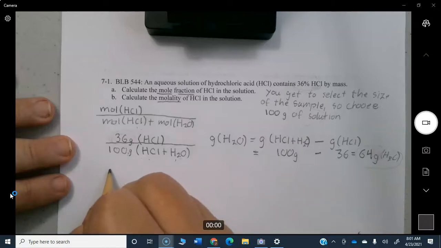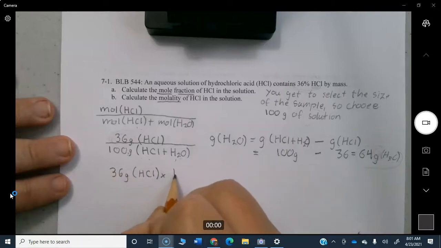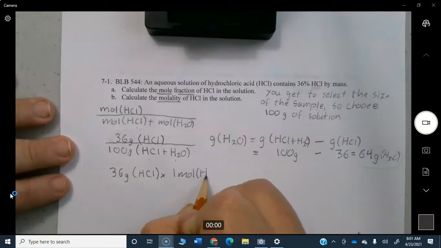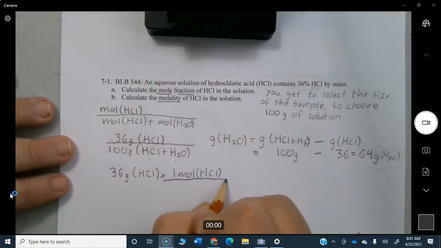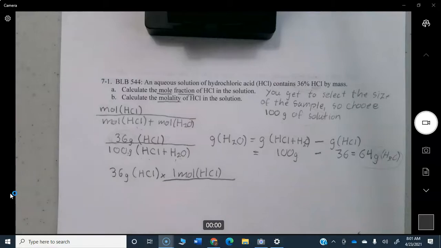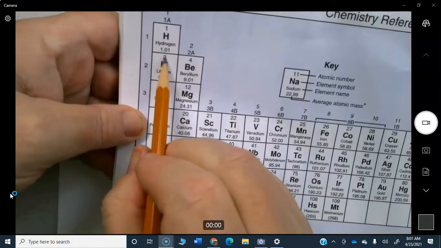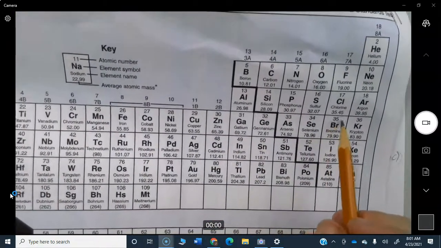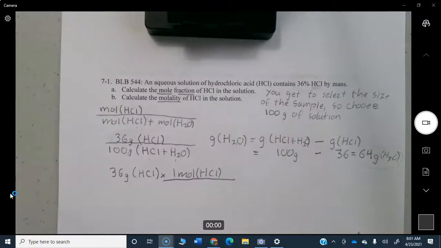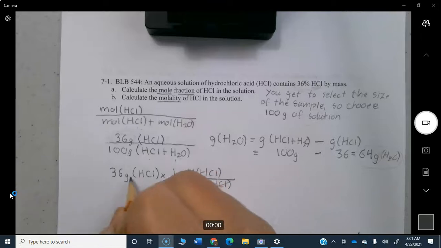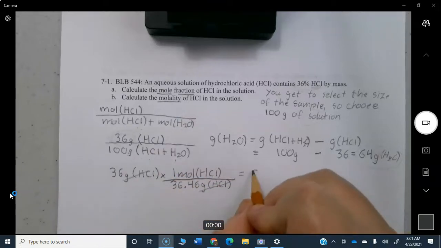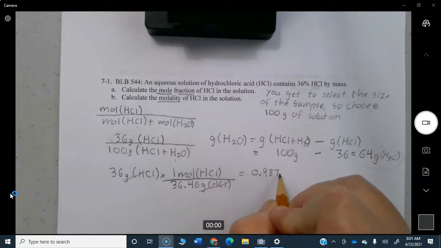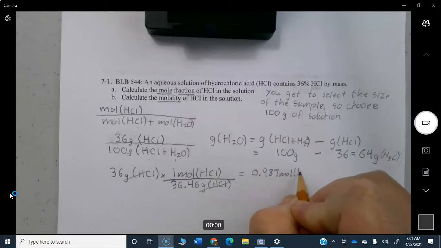So let's start with HCl, so 36 grams times 1 mole over, grab your periodic table, it's going to be 1.01 for the hydrogen, and the chlorine is going to be 35.45. You add those together, you get 36.46 grams. Molar mass, molar mass, molar mass. Remember that term. Grams of HCl cancels, and you end up with 0.987 moles of hydrochloric acid.